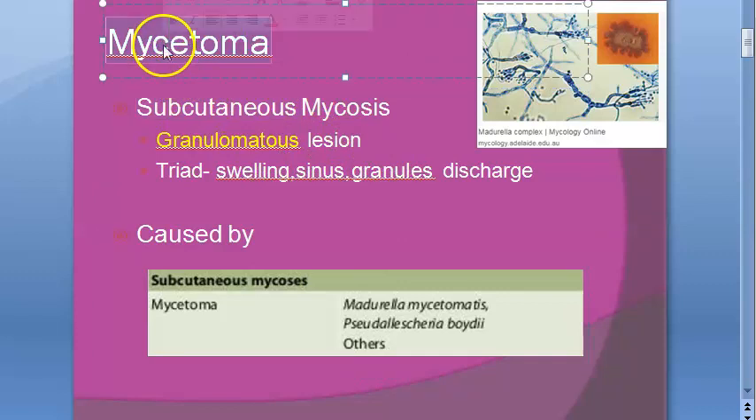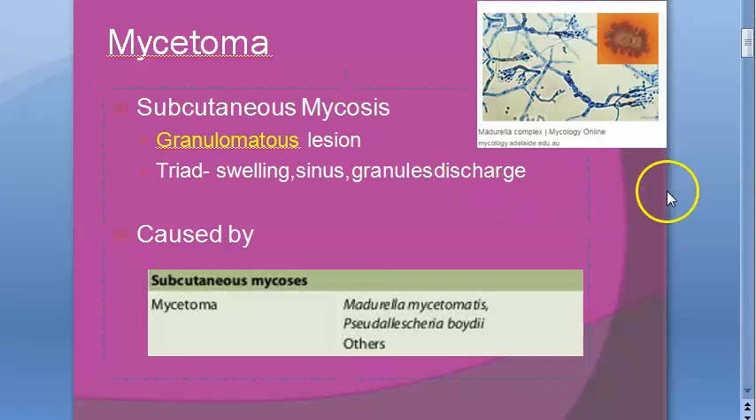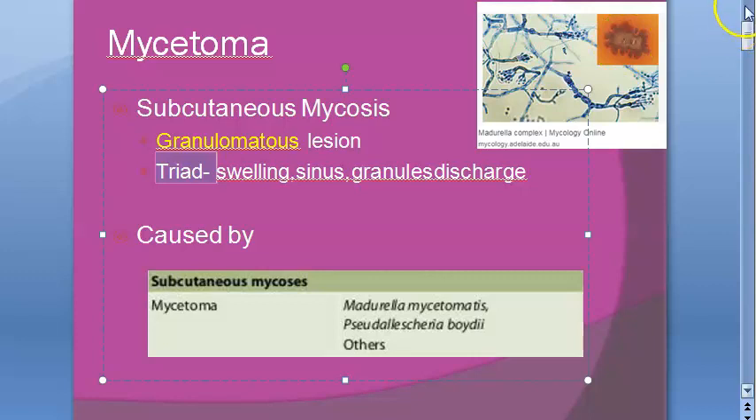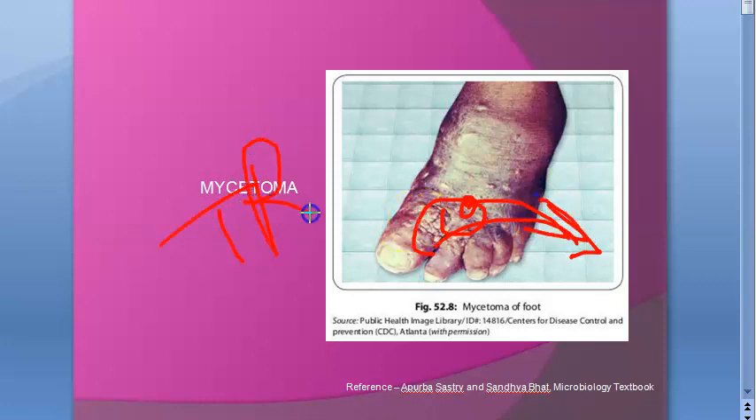Remember, mycetoma will form a granulomatous lesion. Okay, there will be a triad here: swelling, sinus, and discharge of granules from the sinuses. What will discharge? Granules will discharge. So what is the triad of mycetoma? Swelling will be there, then there is a sinus, and from the sinus what will discharge? Granules. Granular discharge will be there. So there is a swelling, and in the swelling there will be a sinus from which granules will discharge. So this is the triad of mycetoma.